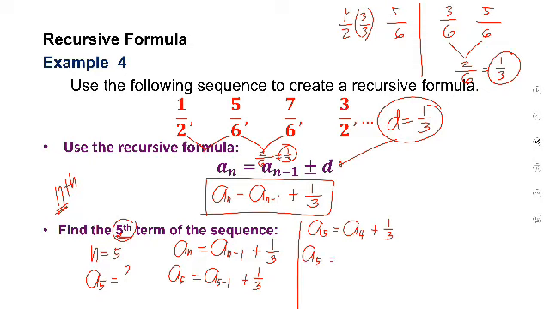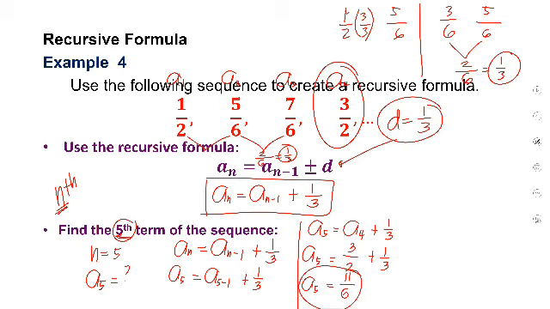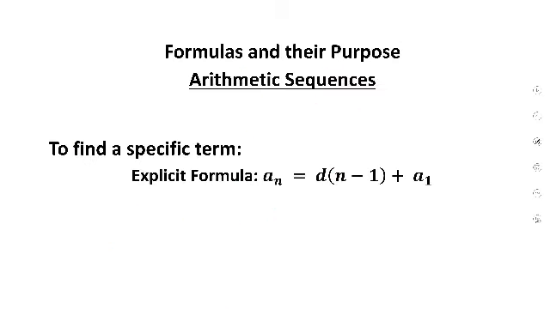And what is our a sub 4? This is our a sub 1, the first term, a sub 2, the second term, a sub 3, the third term, and then a sub 4, the fourth term. So a sub 4 is 3 over 2, plus 1/3. When you add the two fractions, 3 over 2 plus 1/3, we have 11 over 6. Therefore, the fifth term is 11 over 6. This time, we'll move on to the next formula for arithmetic sequences, which is the explicit formula.